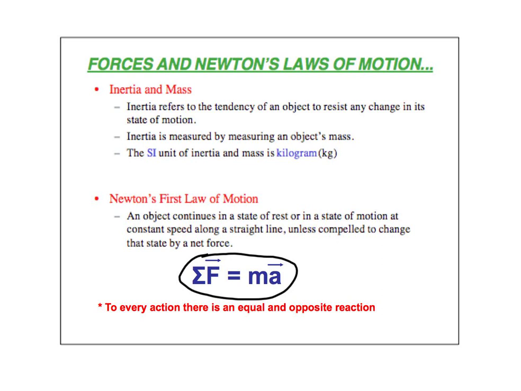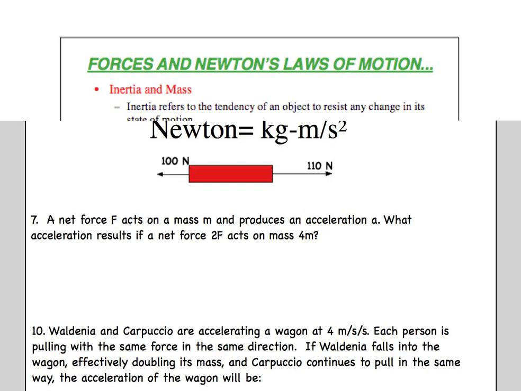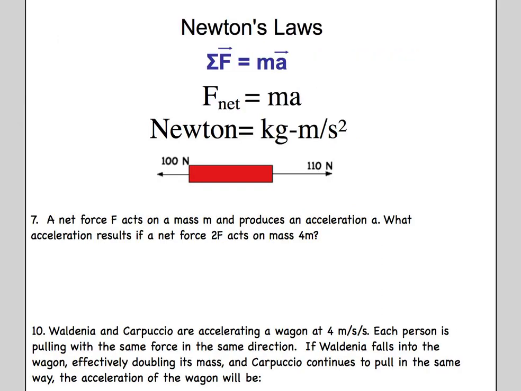So in Newton's laws, the way a force is defined is that 1 newton is that amount of force which, when applied to a 1 kilogram mass, will accelerate it at an acceleration of 1 meter per second squared. So a newton basically is a kilogram meter per second squared.